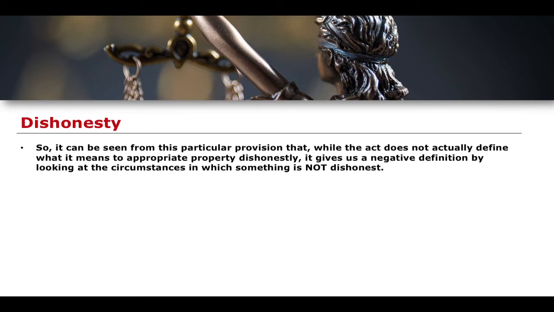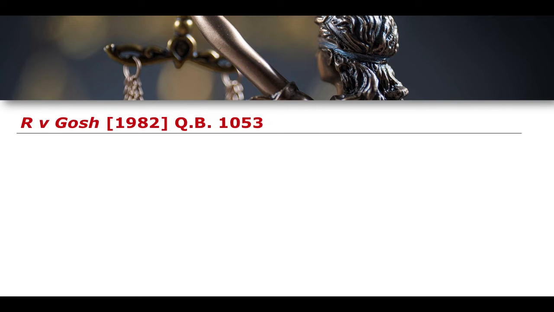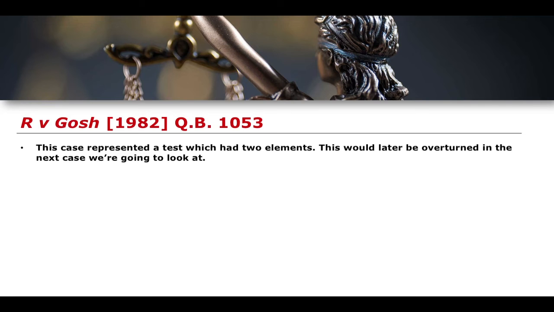Let's think about this in terms of the case law then. The case of Gauche is one of the first cases that we look at to illustrate the idea of dishonesty. Now, I would like to point out straight away that this was later overturned in a future case, so don't cite this as good law because it no longer is. But it is useful in showing the way in which the idea of dishonesty developed in the case law.